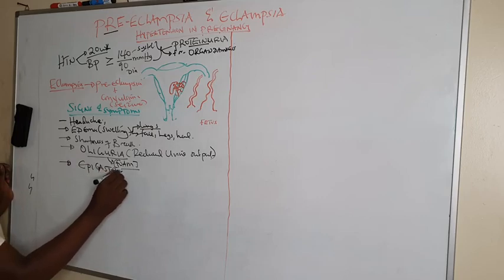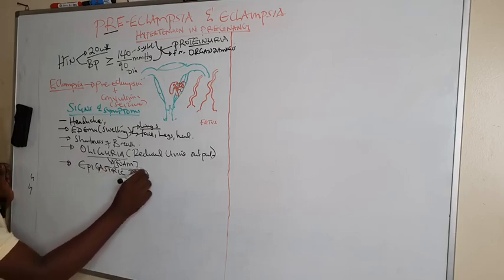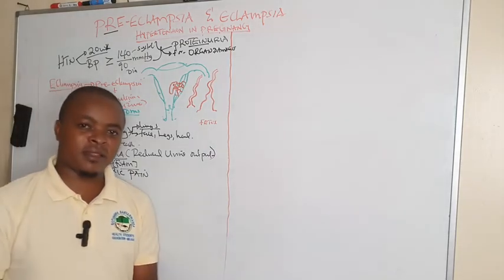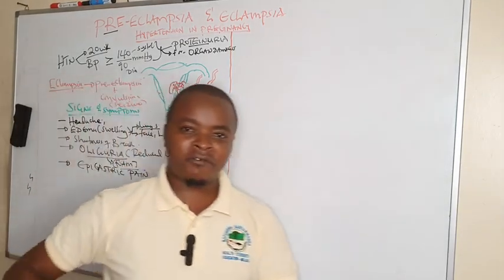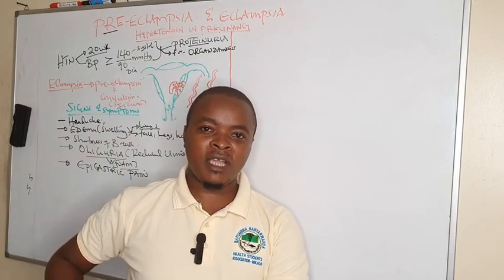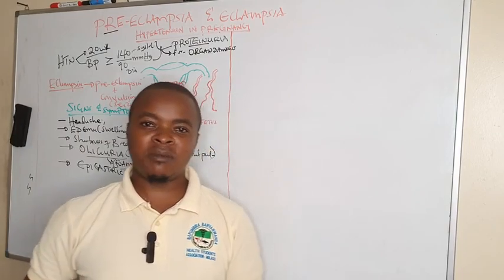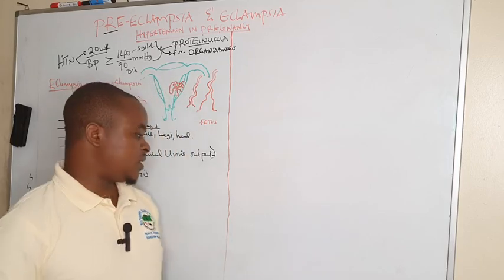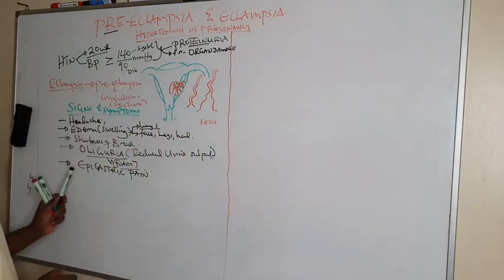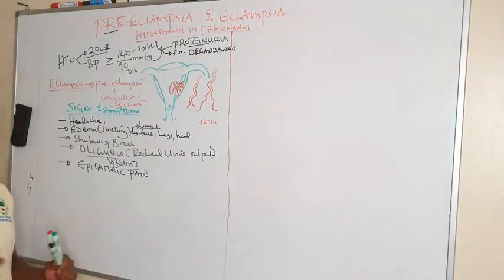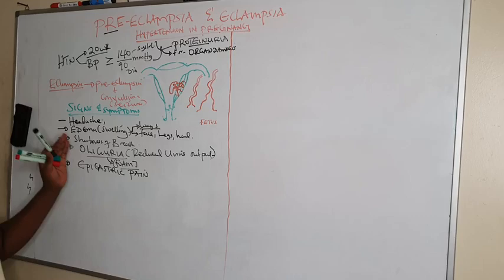Epigastric pain. You find the pregnant mother is telling you every time they are feeling pain in the right upper quadrant region, or sometimes they call it epigastric pain. That is one of the signs we can know that someone might get pre-eclampsia. So these are the signs we can see on a patient.